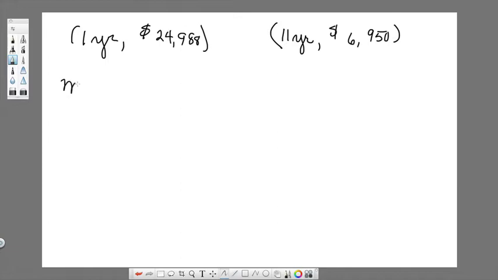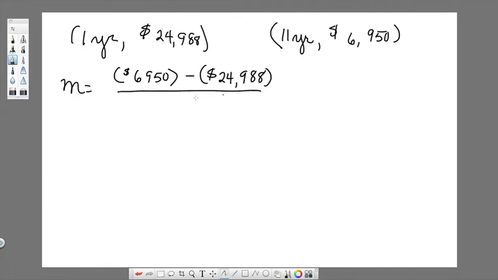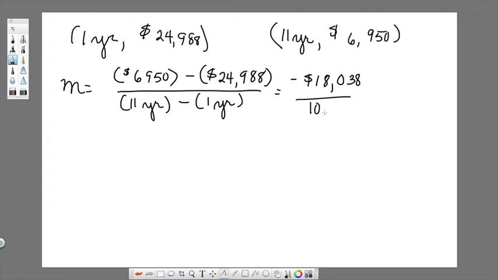First thing I'm going to do is find the slope. Again, it's Y2, which is $6,950, minus Y1, which is $24,988, over 11 years, minus 1 year. Let's do the math, and I come out with negative $18,038 over 10 years. And what that approximately would be, give or take, would be approximately $1,804 per year. I just kind of rounded it off.